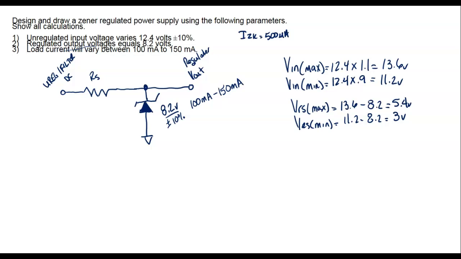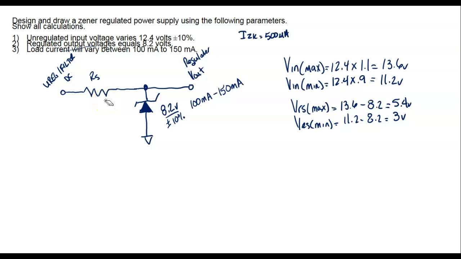Okay, so we've got everything we need. We got IZK, we got the Zener voltage, and we need to calculate RS. Now, this is the kind of question that I think will be on the topic quiz for Zeners: what's going on with the Zener? Well, that Zener automatically changes its opposition to try to maintain that 8.2 volts within 10%. So if my load current is 100 milliamps, and then my input voltage goes up, that resistor drops more voltage.